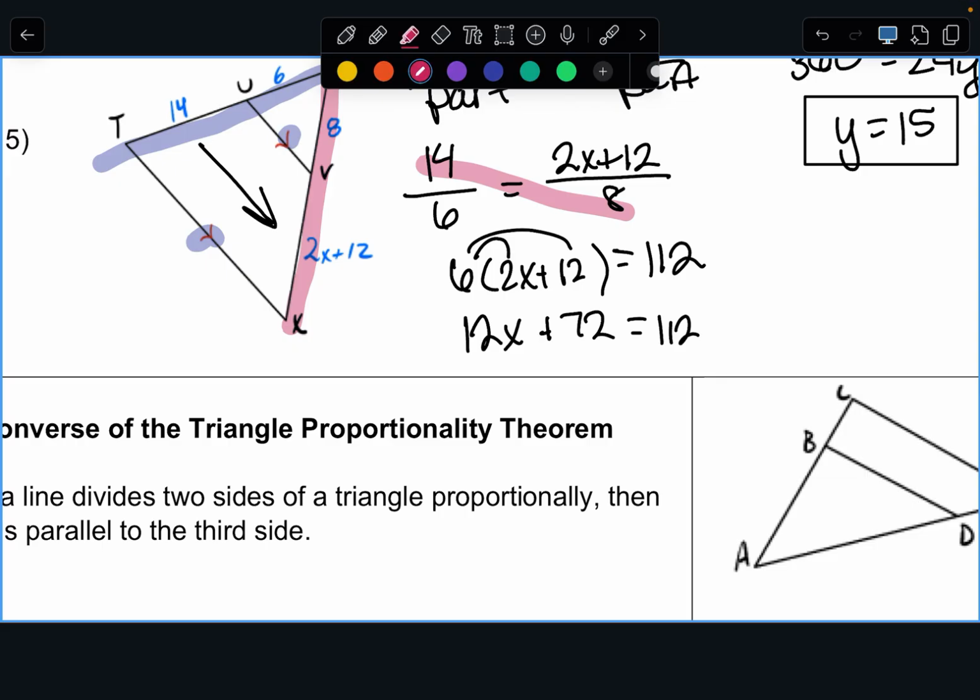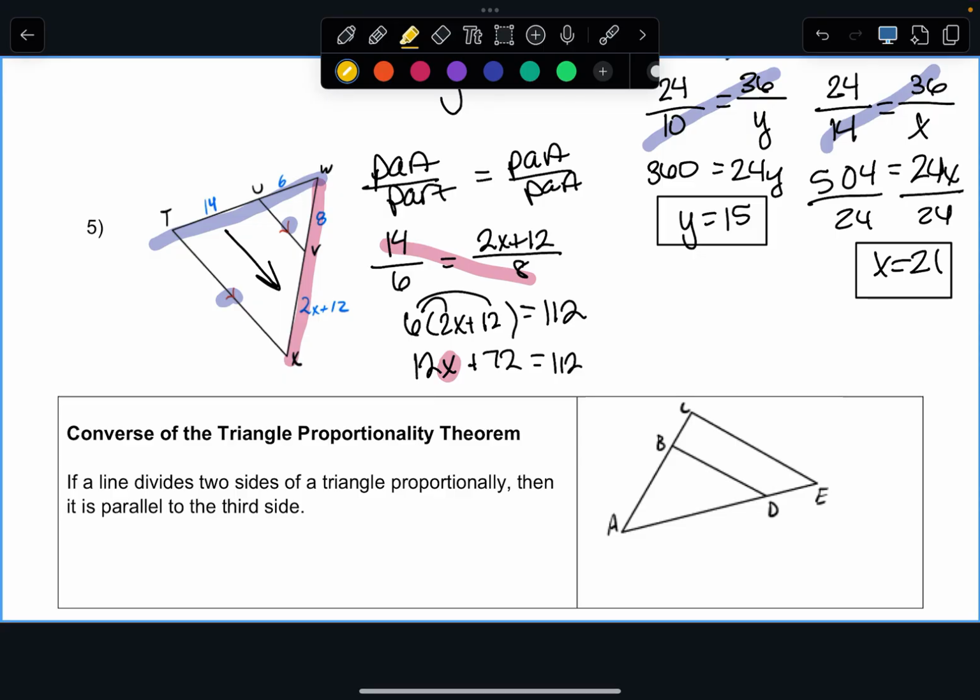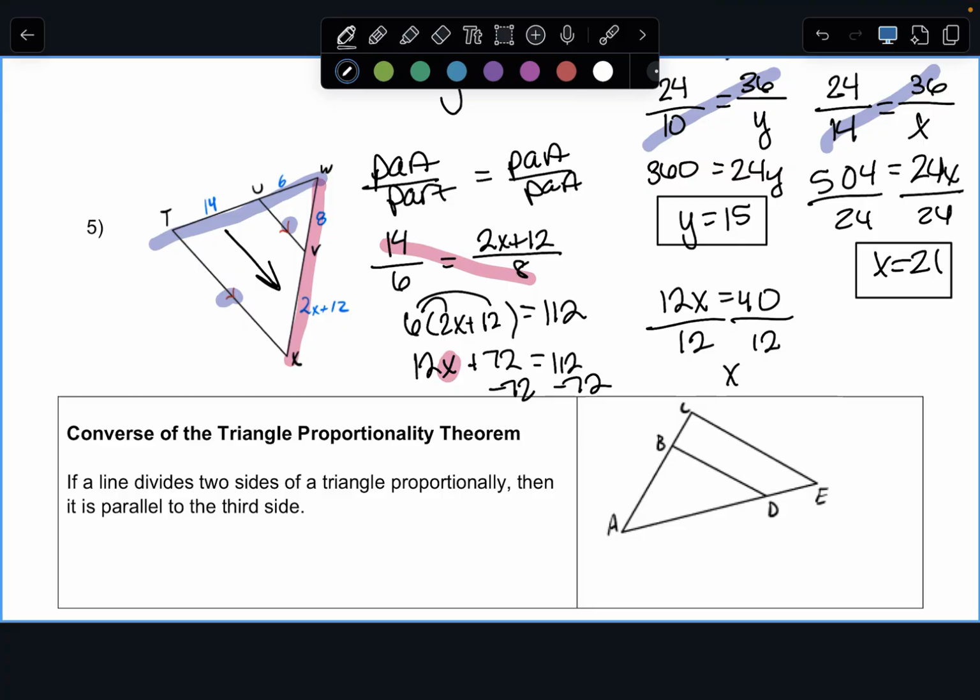Okay, I want to isolate this x right here. I want to get it by itself. What should I move over to the other side first? The 72. Let's subtract 72. 112 minus 72 is 40. And now I just have this 12 hanging out with my x. How do I get rid of the 12? Divide by 12. We get x is equal to 40 over 12.